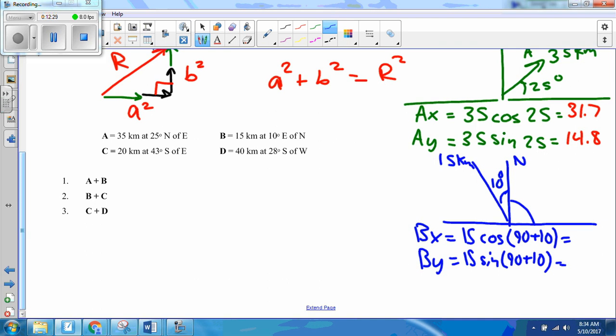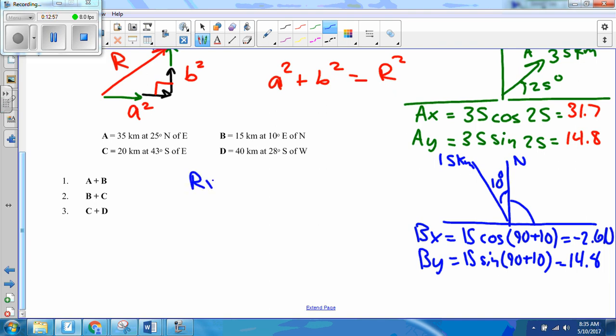So what y'all got? Okay, we got negative 2.6 what? All right, negative 2.60. And for the y, we got 14.77, so we'll just do 14.8. Okay, the components of r.